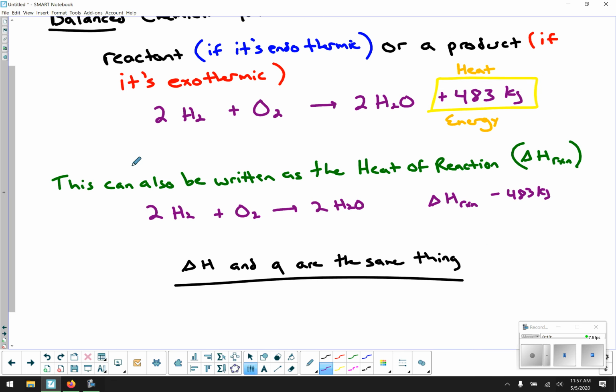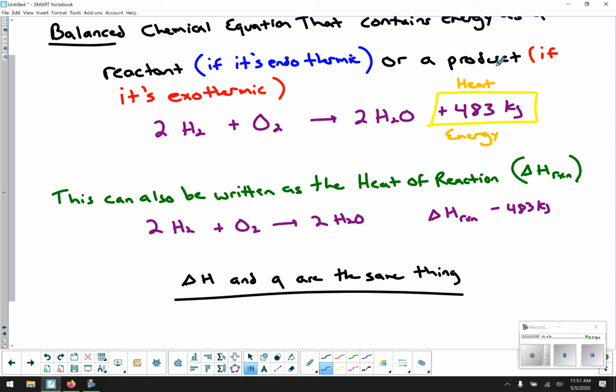There is another way to write this. Instead of writing the thermochemical equation, you can write the regular chemical equation and then what is called the heat of reaction, which is delta H, sometimes a little RXN at the bottom. Sometimes it's just delta H. RXN just stands for reaction. So another way of writing this would be the same balanced chemical equation, but instead of putting plus 483 kilojoules, we would just write off to the side somewhere, delta H of this reaction is negative 483 kilojoules.